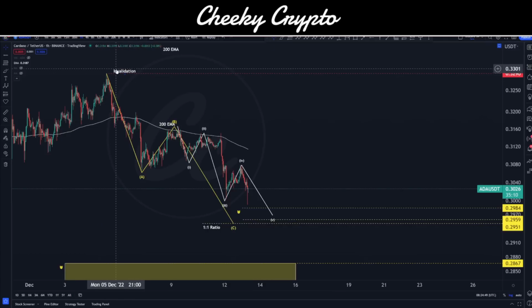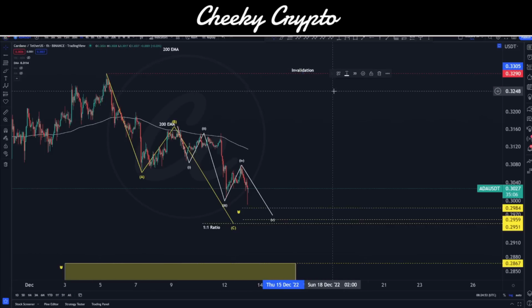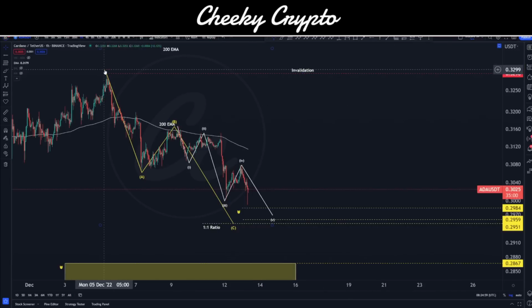Now, for this particular ABC structure, we have our invalidation line. To be fair, it doesn't really matter at this point. This would have only really been relevant early on. It was set at 32.9 cents, but by the time we've moved down here, we've already hit the minimum expectations on the C wave movement. It's only really the 5 waves. So for thinking about the 5-wave structure, our invalidation levels are kind of irrelevant now. They have already met most of their things.